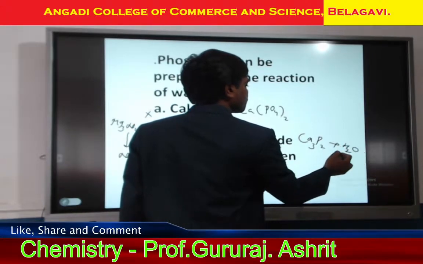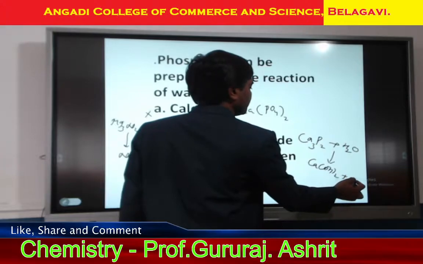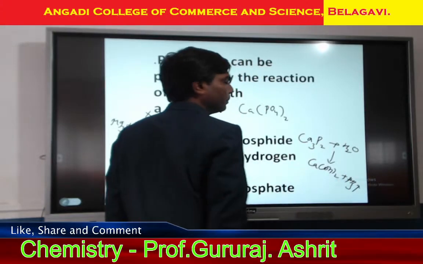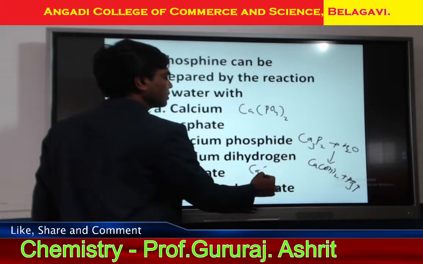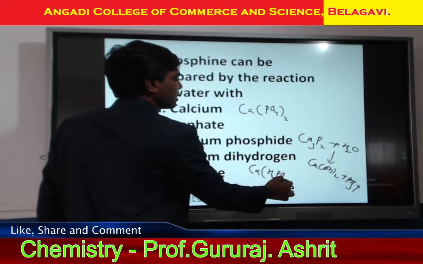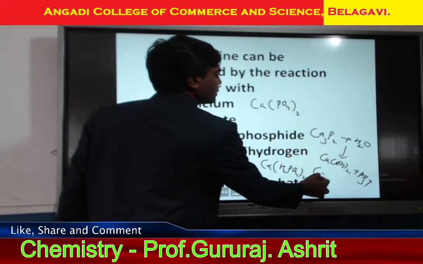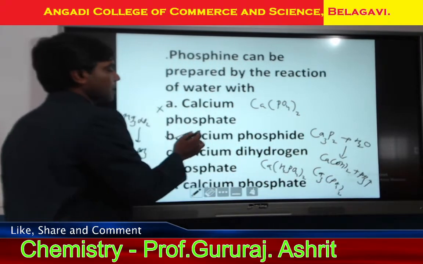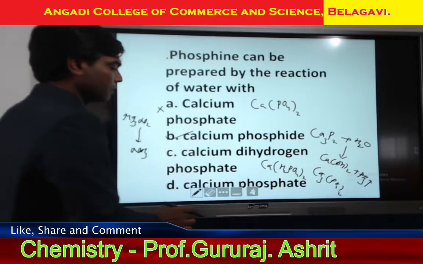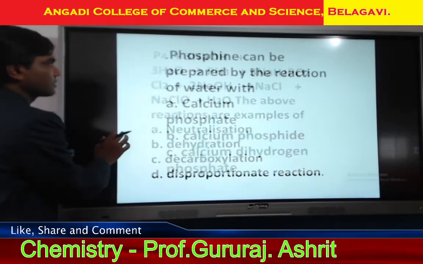Ca3P2 plus H2O gives Ca(OH)2 plus PH3 gas will be liberated. And the third option, calcium dihydrogen phosphate. This also is the wrong option. And calcium phosphate Ca3(PO4)2, this is also wrong. Hence, the answer for this one is calcium phosphide. From phosphides, we are preparing phosphine gas.